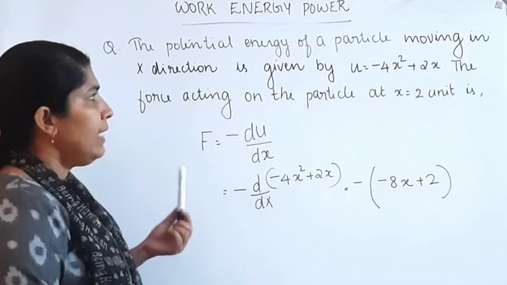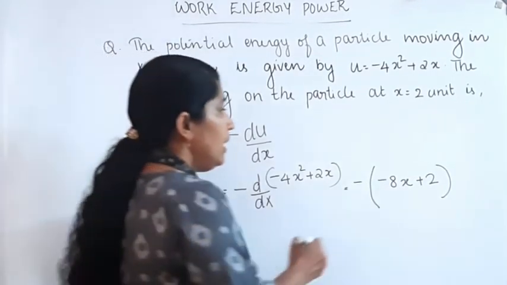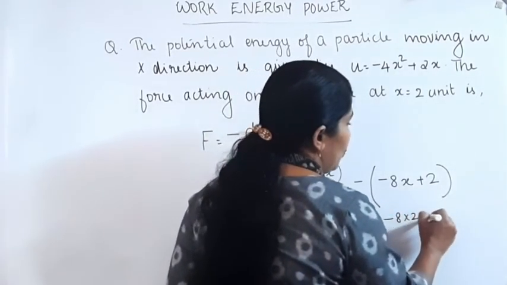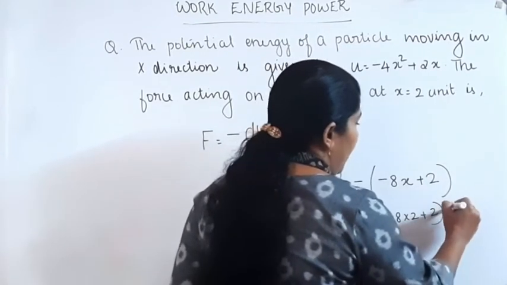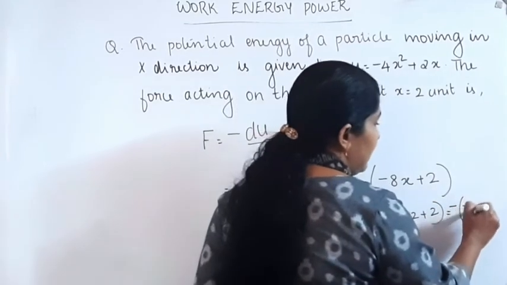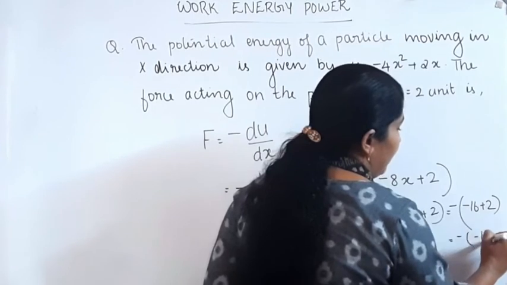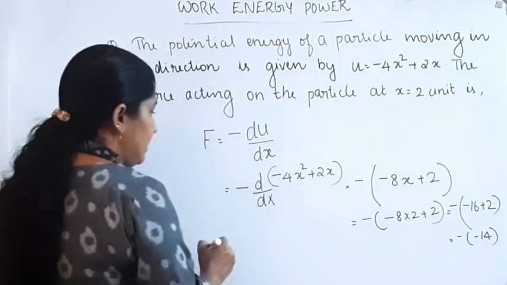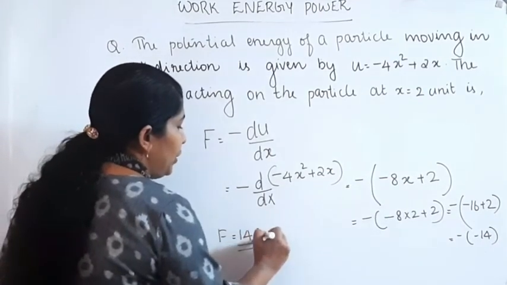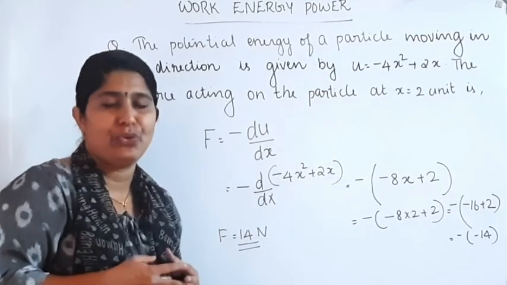Then when x is equal to 2 units, we put x is equal to 2. That's equal to minus of minus 8 into 2 plus 2, that is minus of minus 16 plus 2, which is minus of minus 14. So our answer is F is equal to 14. 14 Newton is the force acting on the particle at x is equal to 2 units.